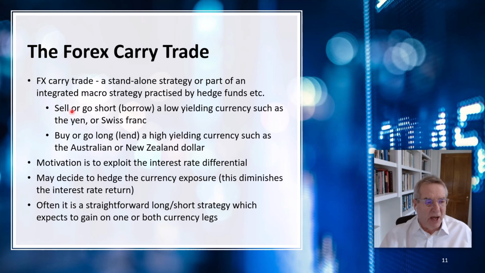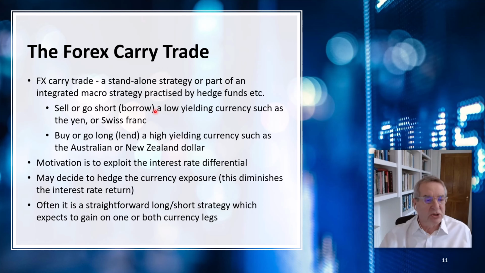Let's say one is a bank or large fund, like maybe Goldman Sachs, and they sell or go short, borrow effectively, a low-yielding currency, such as the Japanese yen, where historically and on a normal basis, you can borrow yen at very reduced rates, relatively speaking, as compared to the rates for borrowing in other currencies.